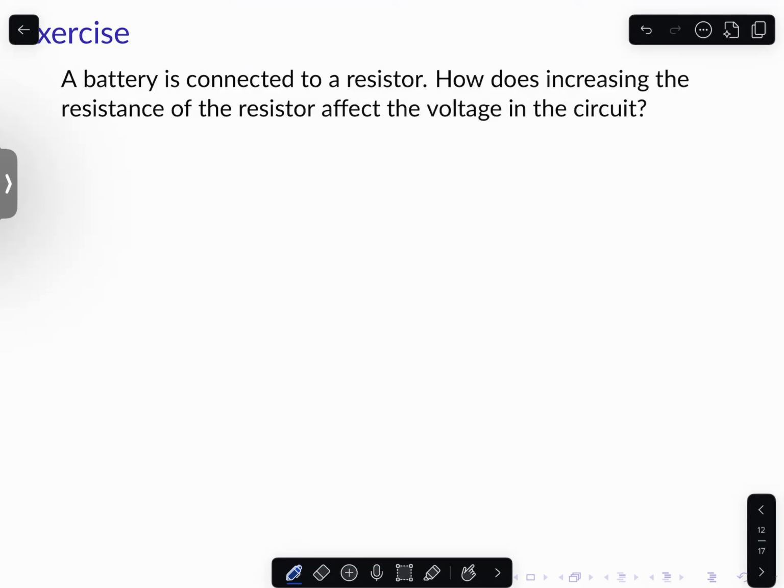Now let me change the question. Battery is connected to a resistor. How does increasing the resistance of the resistor change the voltage of the circuit? Google question O for I love physics. Oh my God, so many correct answers. Yay.